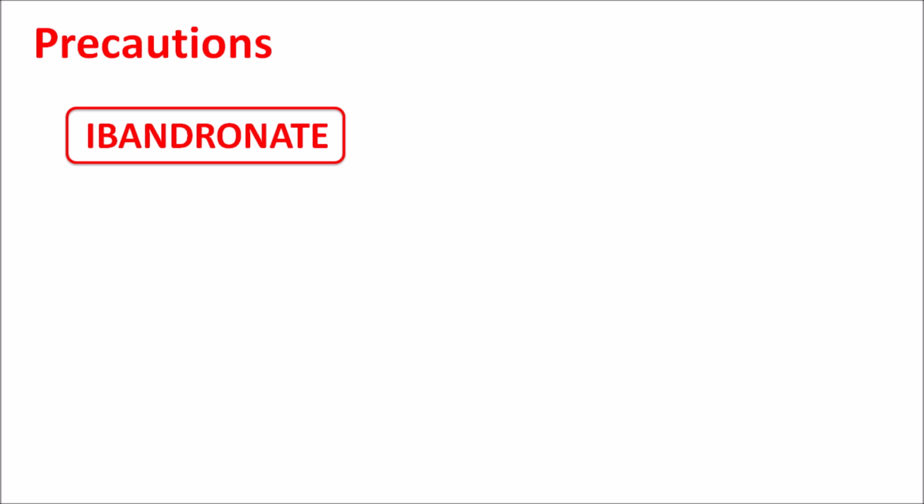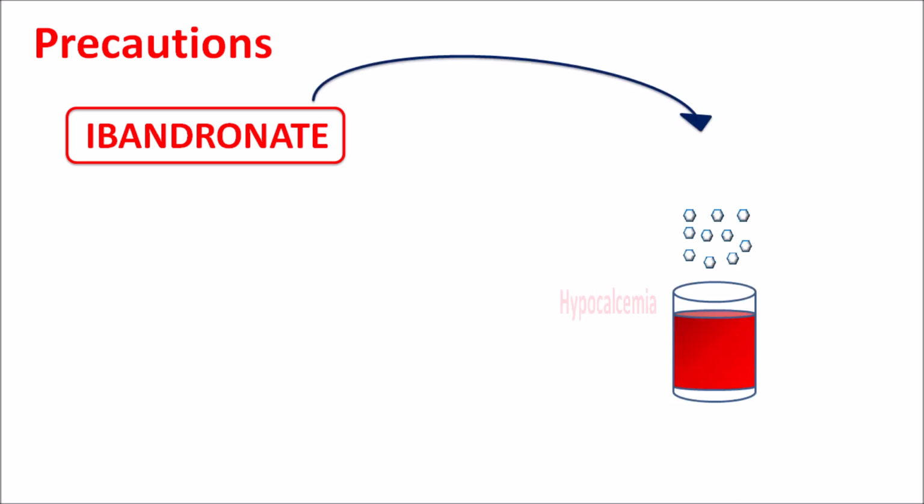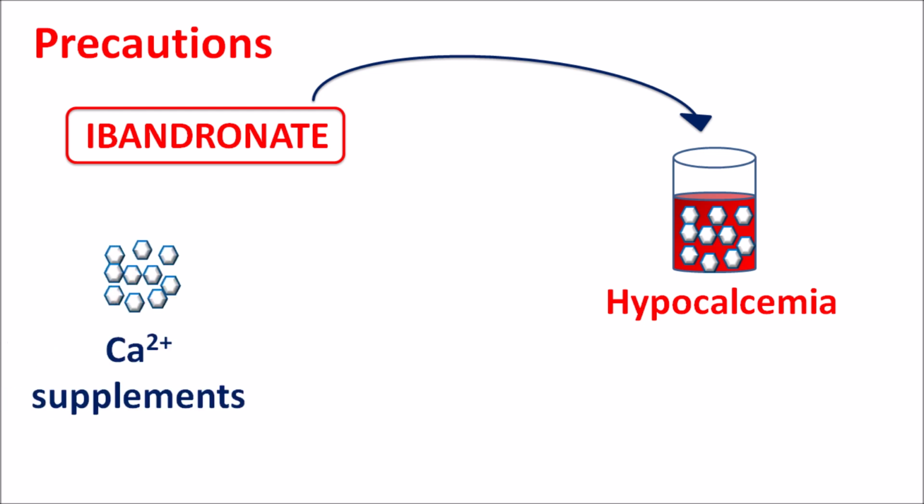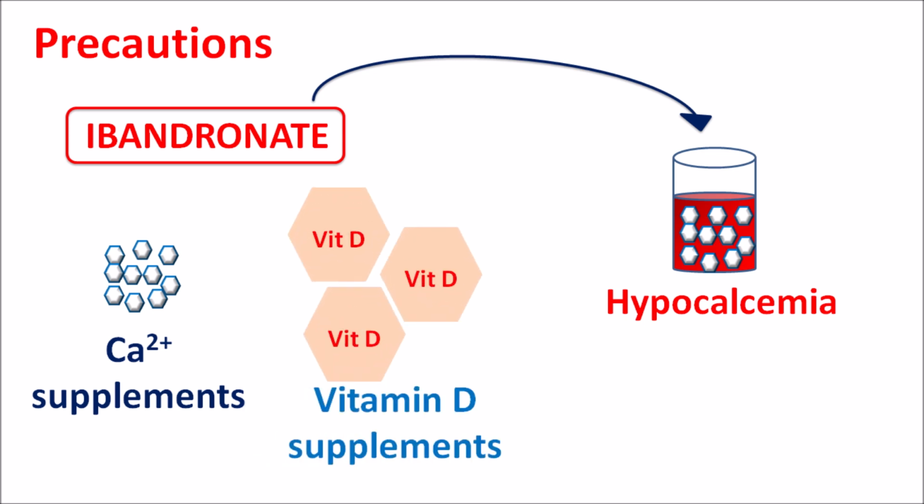Second important precaution is that this drug can reduce the calcium levels within the serum, resulting in hypocalcemia. So that's why patients should take calcium supplements, and they can also take vitamin D supplements in order to reduce hypocalcemia as well as to increase the bone strength. But these calcium supplements and vitamin D supplements should not be combined with Ibandronate, because it reduces the absorption of this drug.